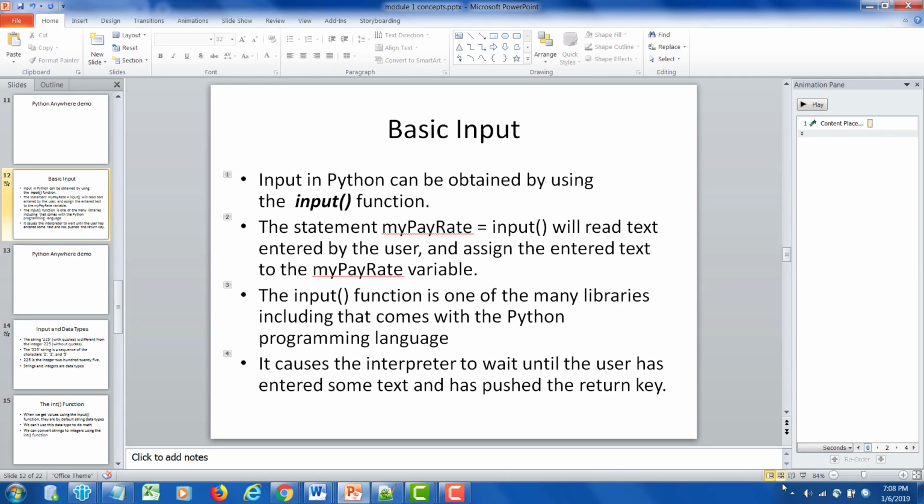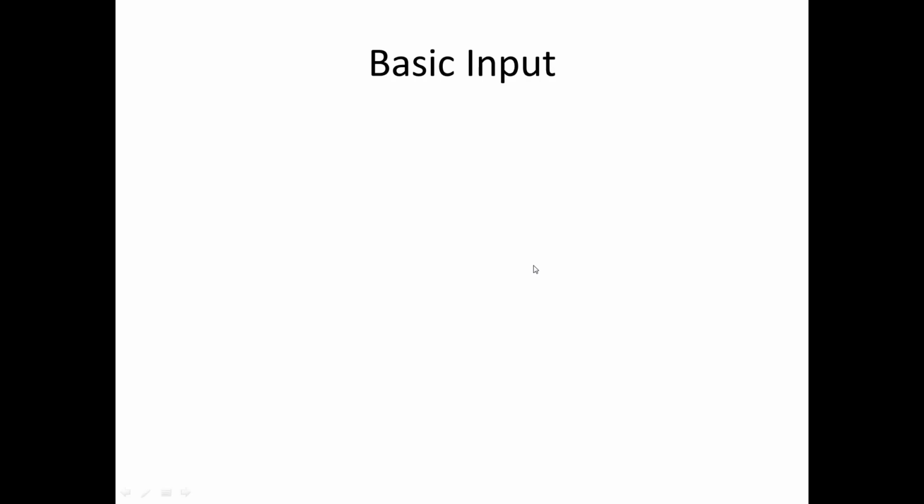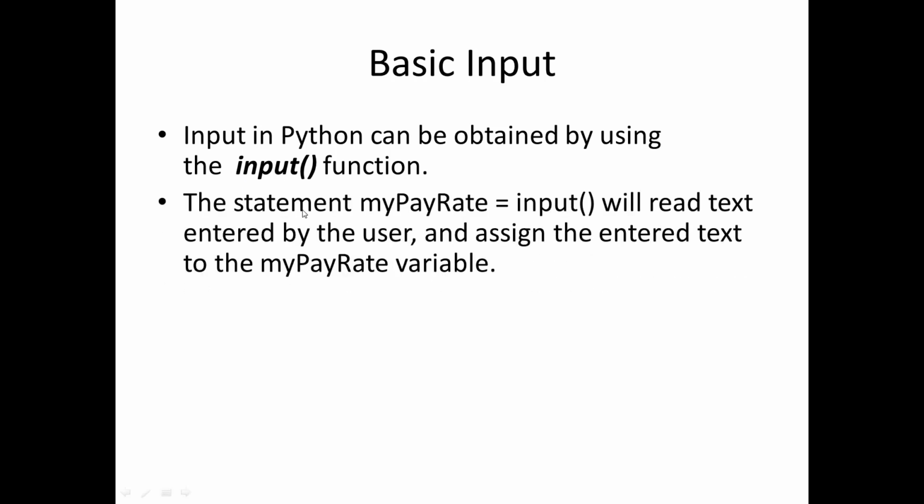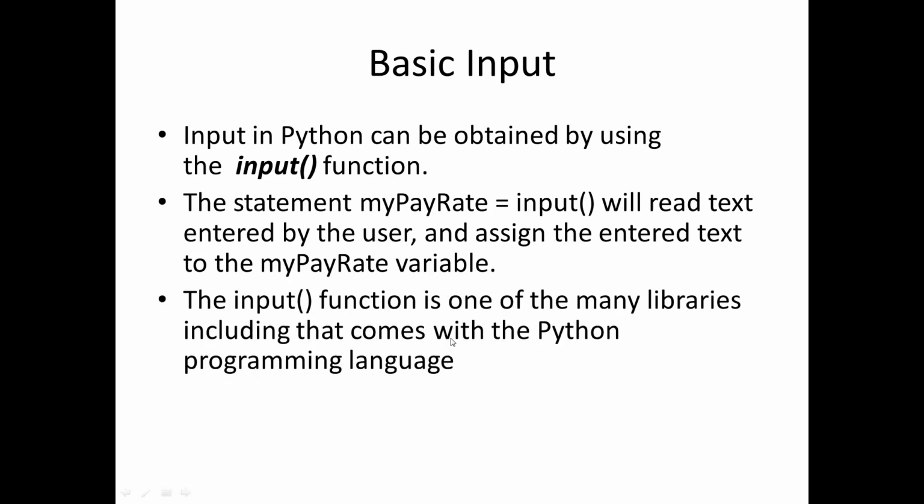Now let's say we want to make our program a little bit more interesting. Let's say we want to provide some input to our program. Input in Python can be obtained by using another built-in function called the input function. So if we have this statement, my pay rate equals input, it will read text entered by the user, and whatever the user enters, it will go into my pay rate. It'll assign the text that was entered by the user to the my pay rate variable.